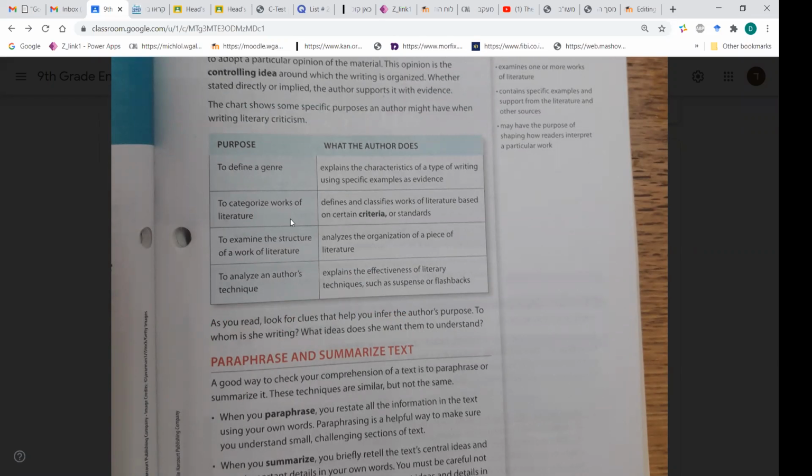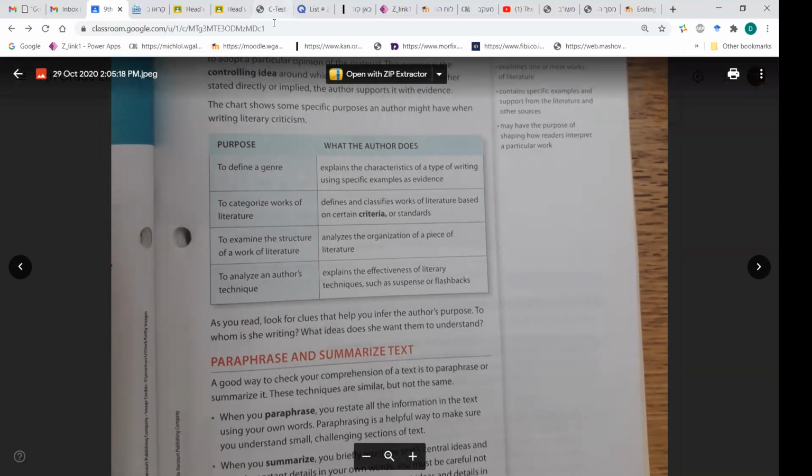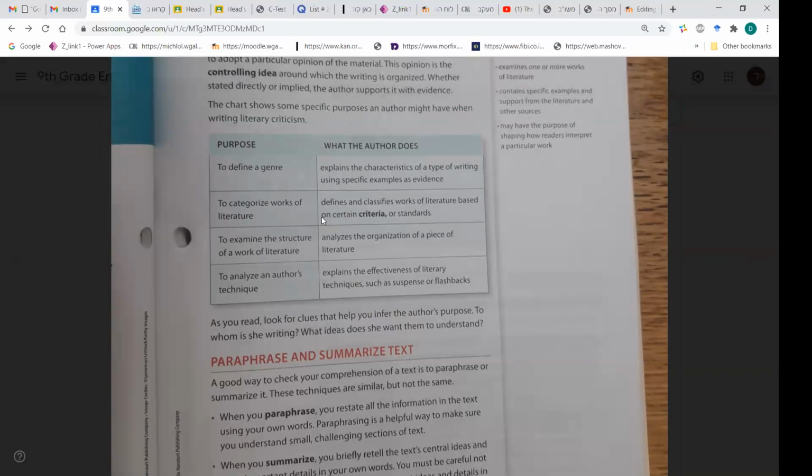His other purpose is to categorize works of literature. What is to categorize? Put things in categories. What's a category? Kvutzot. By talking about genre, we're putting things in categories. We're talking about horror, comedy, romantic, tragedy. These are genres of literature. The categories define and classify works of literature based upon certain criteria. Does anybody know the word criteria? Criteria are certain things that something needs to have in order to be considered something. In Hebrew, we call that kinei mida, the standards.